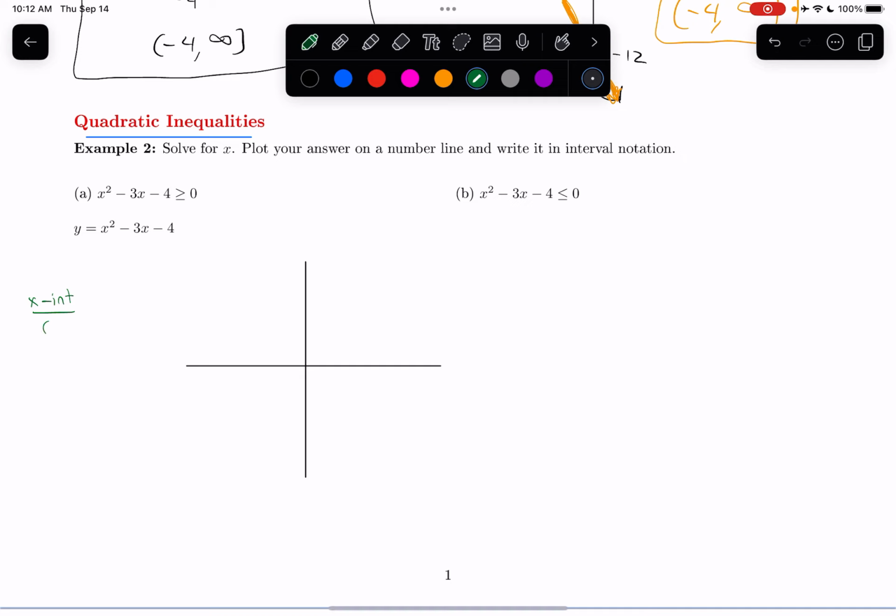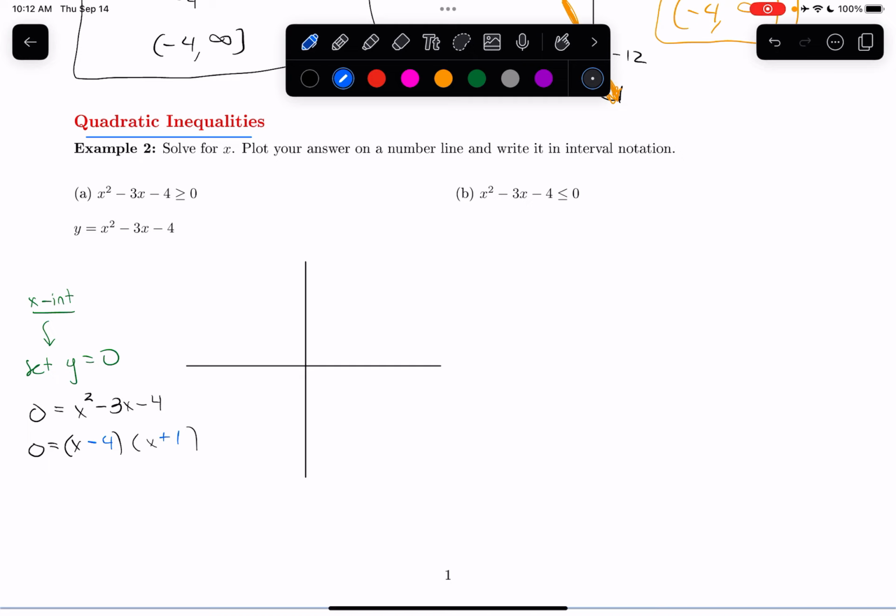To find those, we set y equal to 0, so I get 0 equals x squared minus 3x minus 4. To solve this, I can first try to factor it. It turns out this one does factor. I'll get an x and an x. I'm looking for two numbers that add to -3 and multiply to -4. It turns out what works is minus 4 and plus 1.